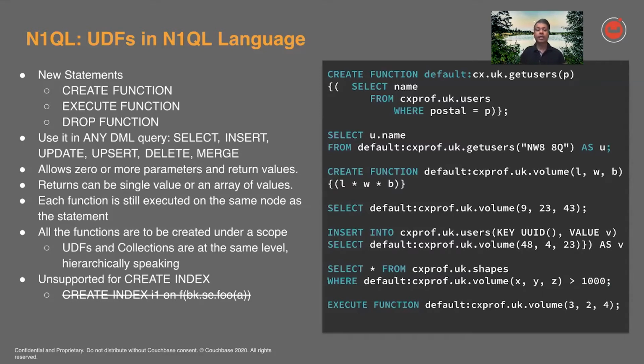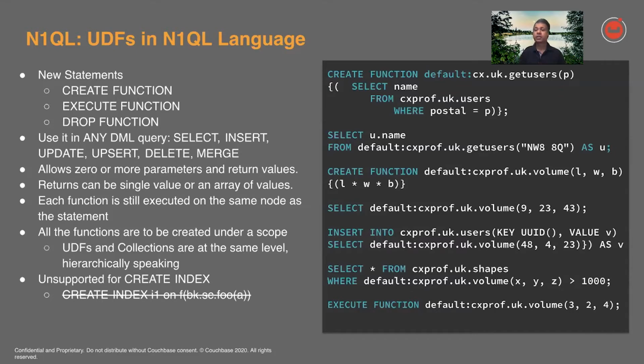As you know, in Couchbase, you can have 1 or more query nodes. Each query node can execute possibly thousands of statements concurrently. What we are saying is that a statement and all of its UDFs within this statement are executed on the respective query nodes.